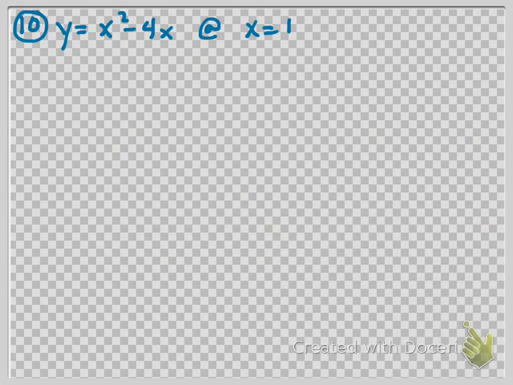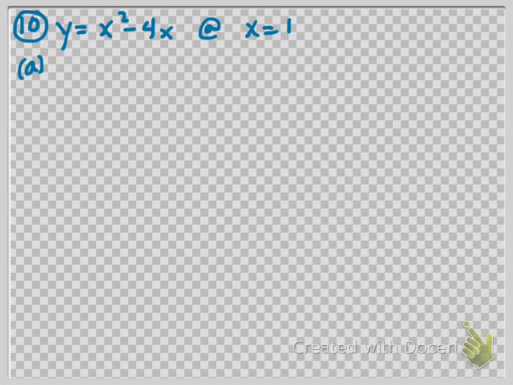Y equals x squared minus 4x at x equals 1. Alright, so my first job for part A, and I'm not going to write all the steps out as far as what we're supposed to be doing, I mean, on the instructions. We're supposed to find the slope of the curve. Well, when they ask you for the slope of the curve, they're talking about at the point you're given, okay?